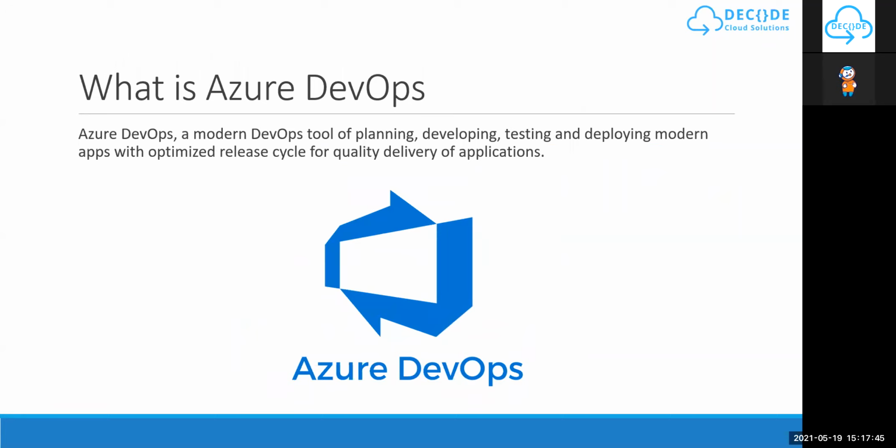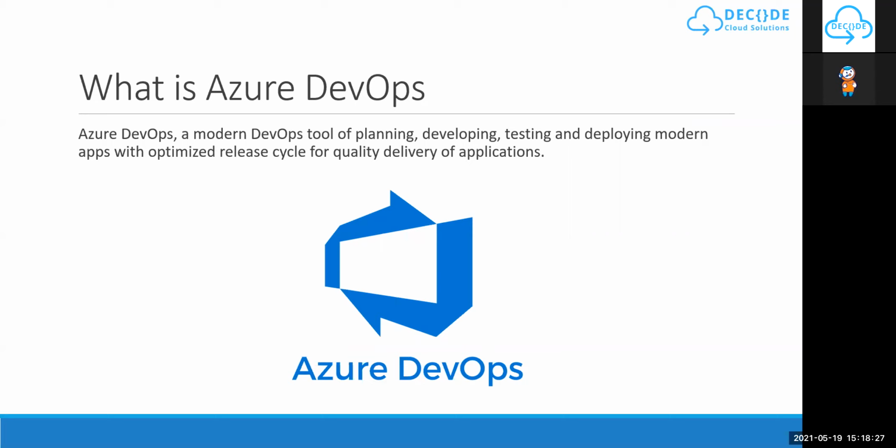So where does Azure DevOps come into the picture and how does it help? Now if we talk of Azure DevOps, with this basic understanding of what DevOps is, what are the challenges it helps us to overcome, and what are the different phases that DevOps is going to cover. Azure DevOps is a modern DevOps tool for planning, developing, testing, and deploying modern applications with an optimized release cycle for quality delivery of applications. So this is how you can define Azure DevOps.